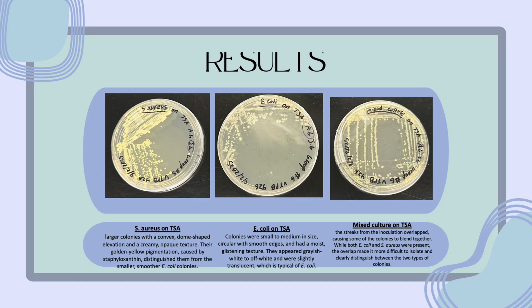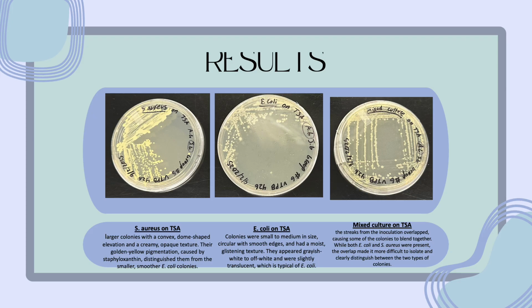Moving on to our results, we're going to be looking at S. aureus on the TSA plate. So for this one, we have larger colonies with convex dome-shaped elevation and creamy opaque texture. More so, their golden yellow pigmentation was also caused by the staphylococcus, which distinguished them from smaller, smoother E. coli colonies.